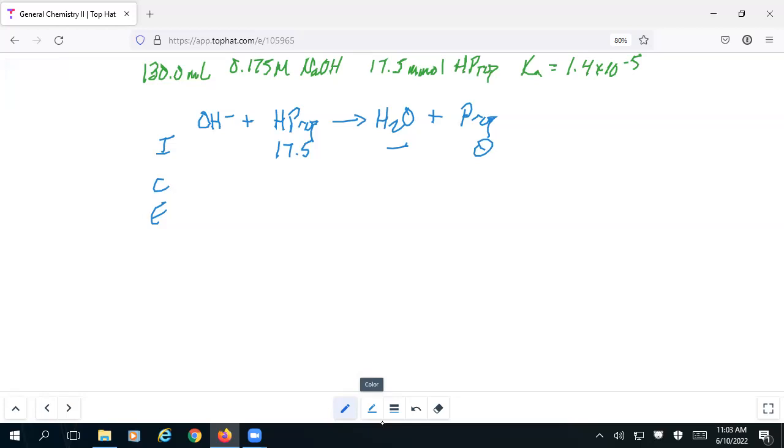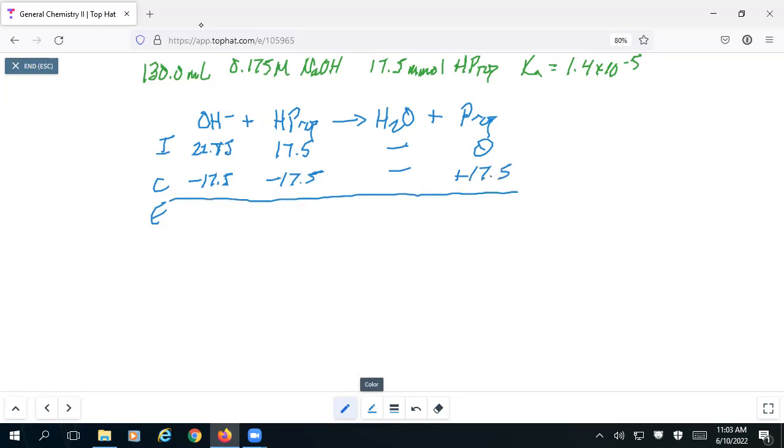130 multiplied by 0.175 is 22.75. Since propanoic acid is now the limiting reactant, we're going to take 17.5 away from each of them, and 17.5 goes to the propanoate. So 22.75 minus 17.5 is 5.25.